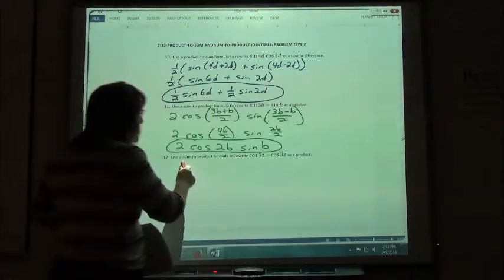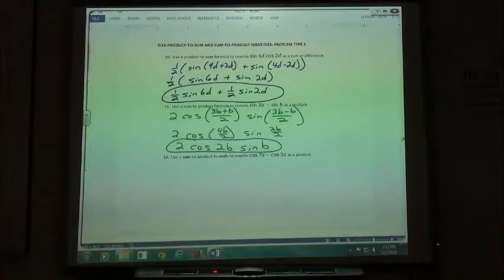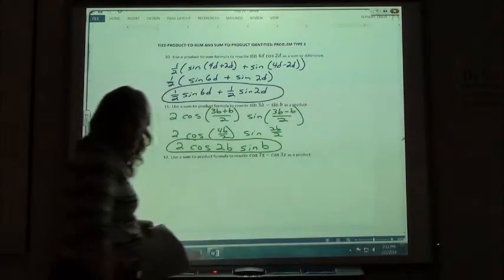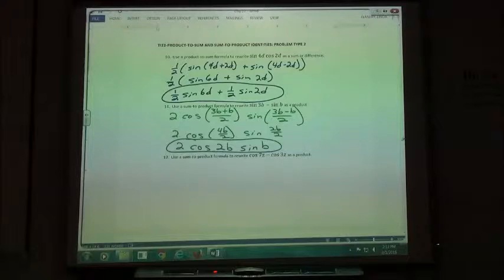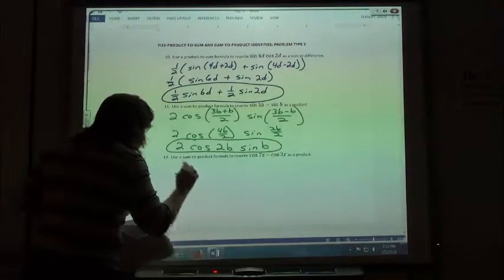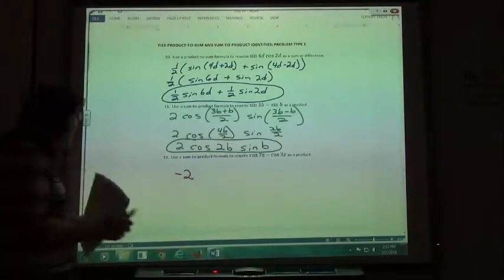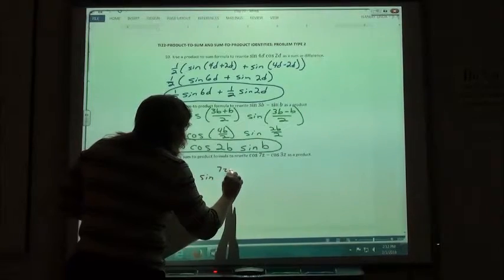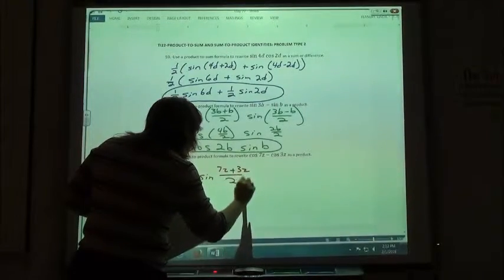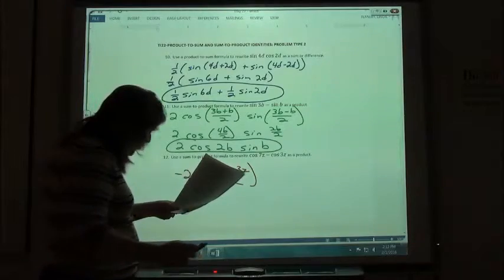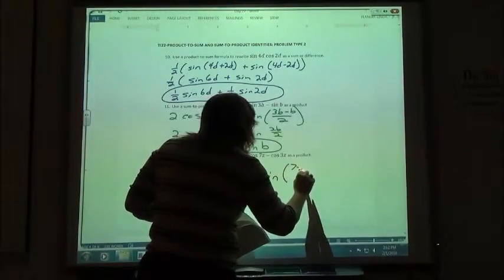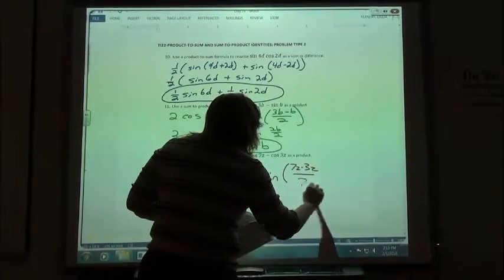And the last one is going to use a sum to product one also. Down in that second group of formulas, we're going to do the cosine minus the cosine. So you want to look up your formula for cosine minus cosine. This one starts out at -2, and we're going to do the sine of a plus b over 2, so 7z plus 3z over 2. And then we have the sine of a minus b over 2, so 7z minus 3z over 2.